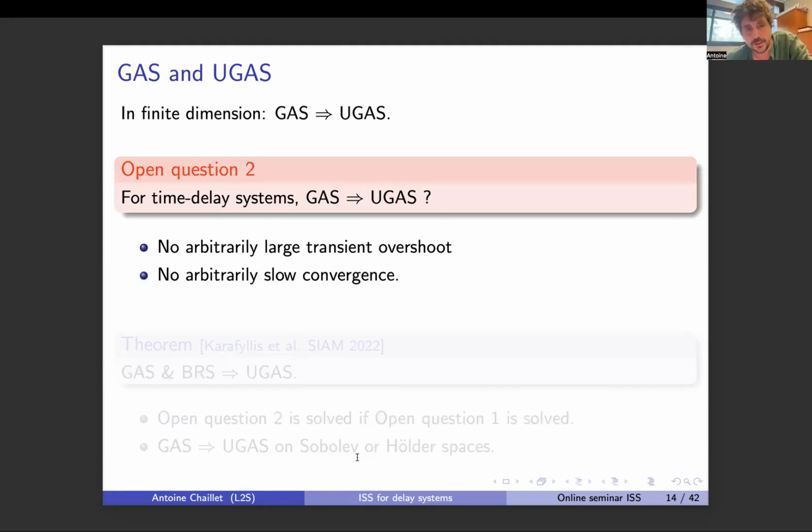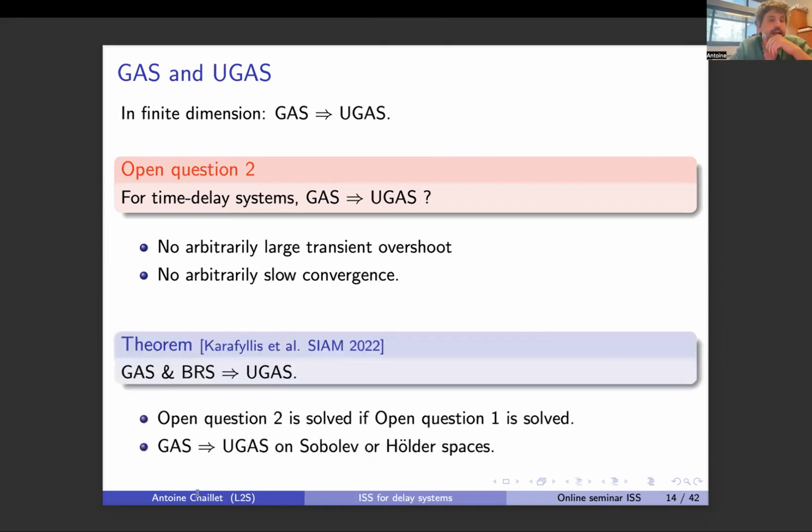So that would be nice because this U-GAS property, unlike the GAS property, imposes no arbitrary large transient overshoot and no arbitrary slow convergence. So that would be nice from a practical point of view. And this second open question, as it says, is still open, but we have a preliminary result in the same paper as before, mainly by Hassan, which is that if in addition to GAS, I impose the bounded reachable state property that I told you about, then I get U-GAS, okay?